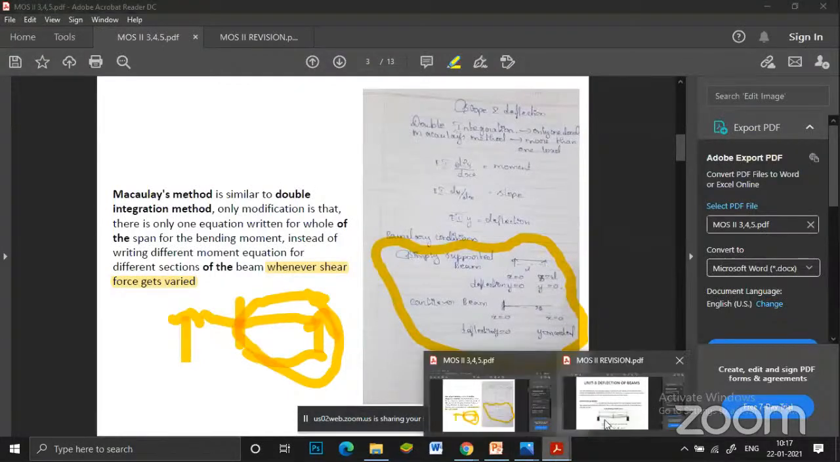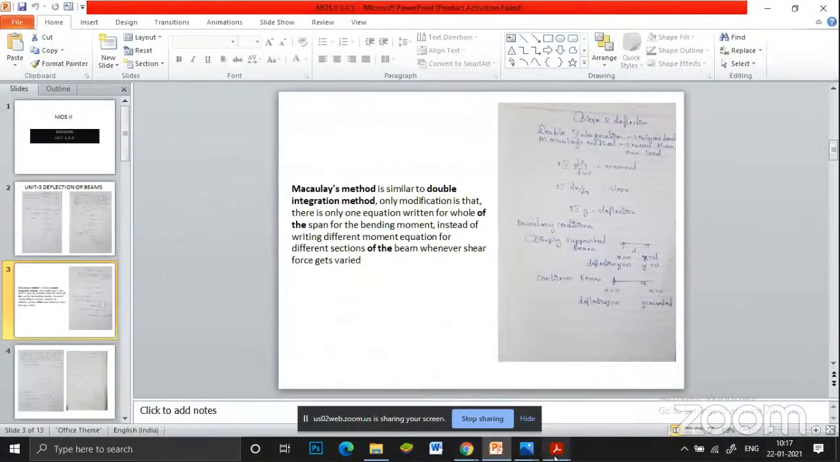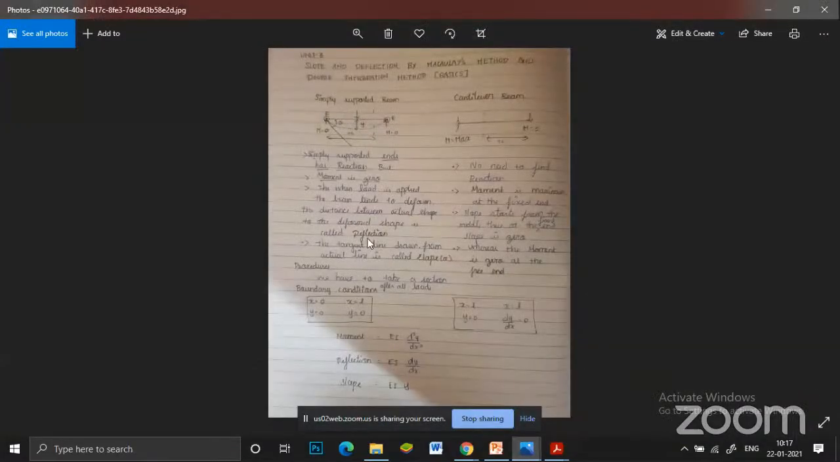Here, the beam tends to deform. So the distance between the original position and the deformed position is the deflection. Okay, so it is given here.